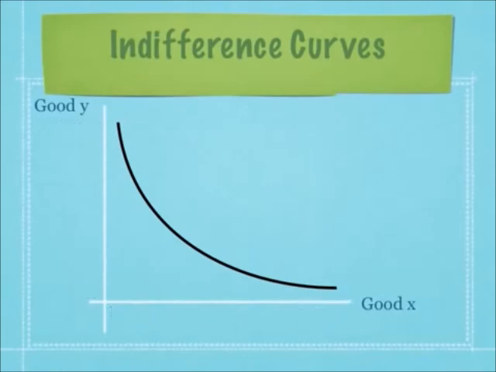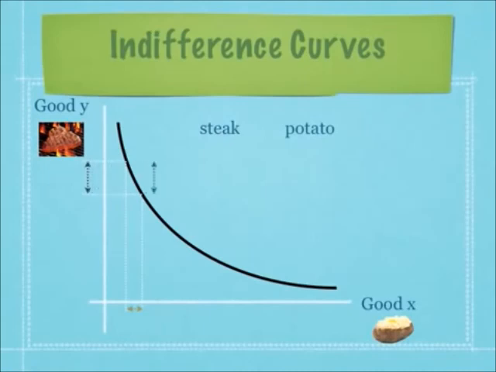On the Y-axis we have steak, and on the X-axis we have potato. If I have a lot of steak, then I'm willing to give up steak to get some potato. In fact, in this scenario, I'm willing to give up a lot of steak to get a little bit of potato. So in this case, obviously I'm giving up more steak and getting a little bit of potato.